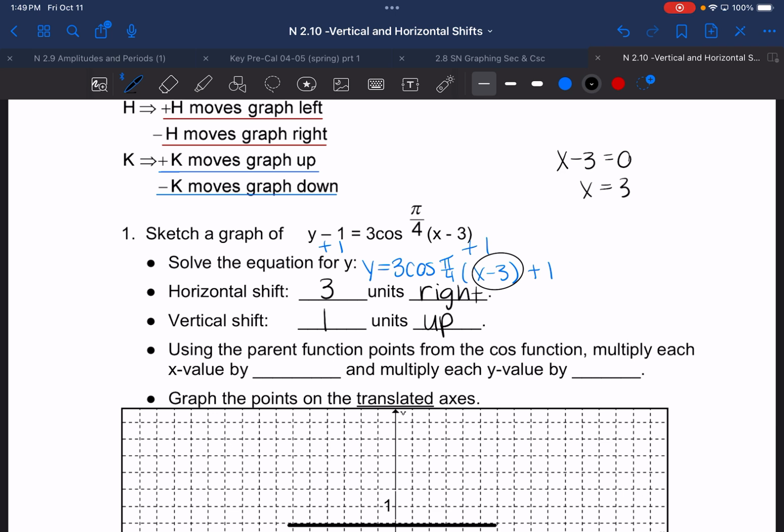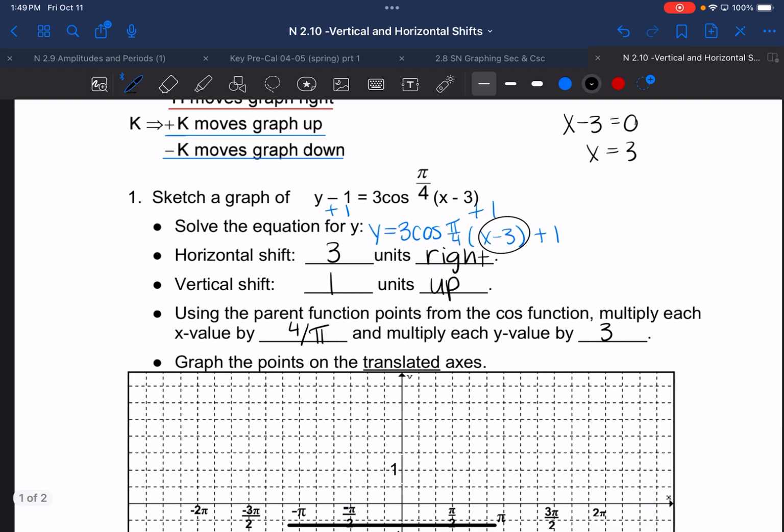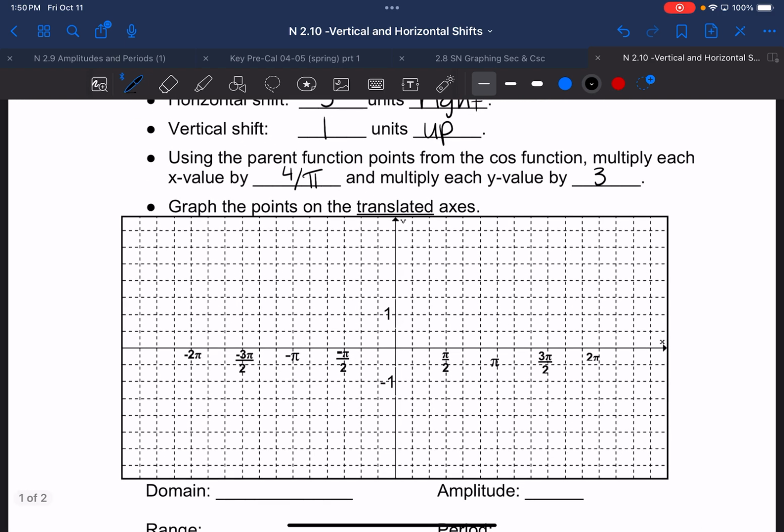Pi fourths. So I want to multiply by its reciprocal. What would be the reciprocal of pi fourths? 4 over pi. Okay, so I'm going to multiply all my x's by 4 over pi. And then I multiply all my y values by a. And what's our a? 3. Okay. So let's do exactly what they just said.